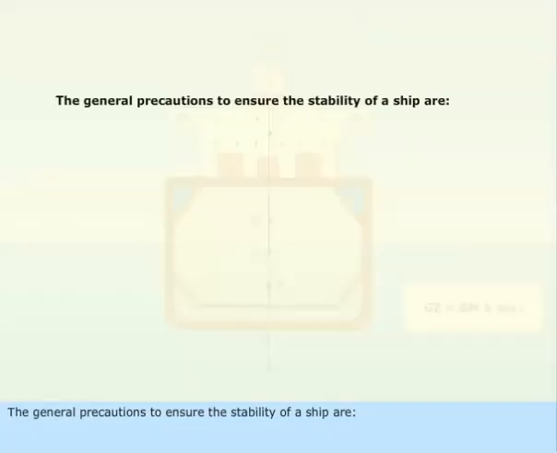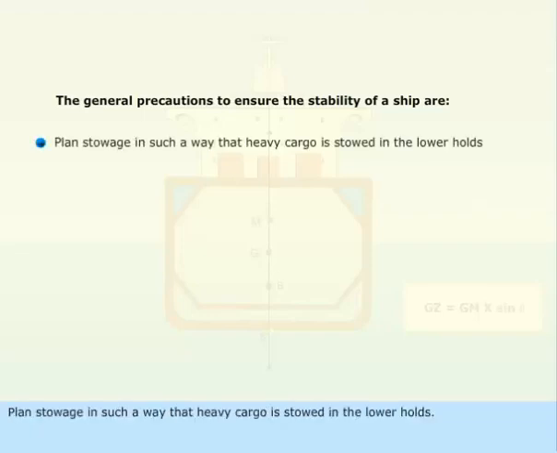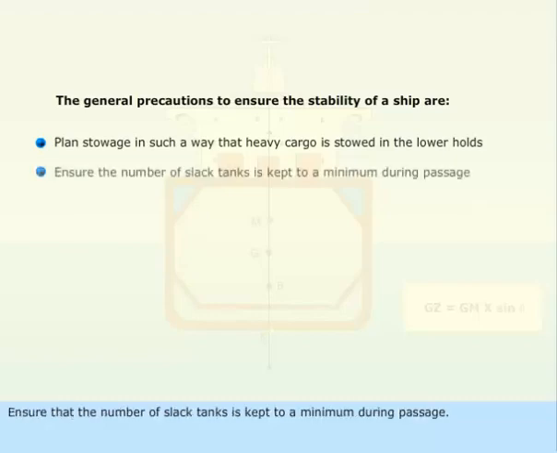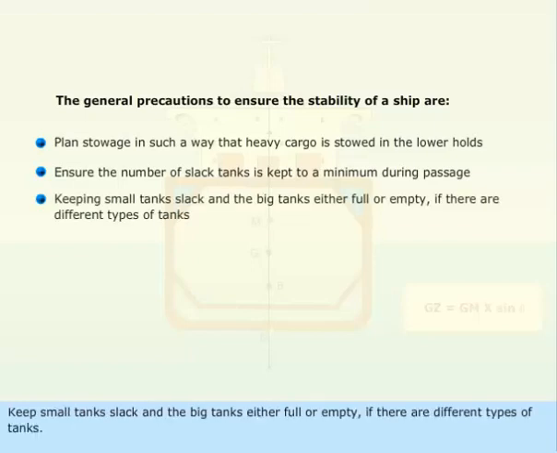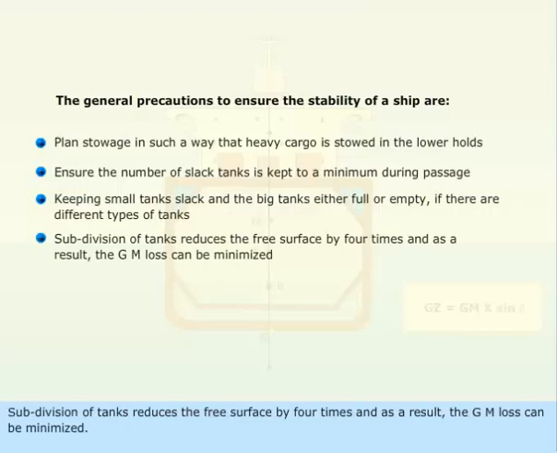The general precautions to ensure the stability of a ship are: plan stowage in such a way that heavy cargo is stowed in the lower holds. Ensure that the number of slack tanks is kept to a minimum during passage. Keep small tanks slack and the big tanks either full or empty if there are different types of tanks. Subdivision of tanks reduces the free surface by 4 times, and as a result, the GM loss can be minimized.